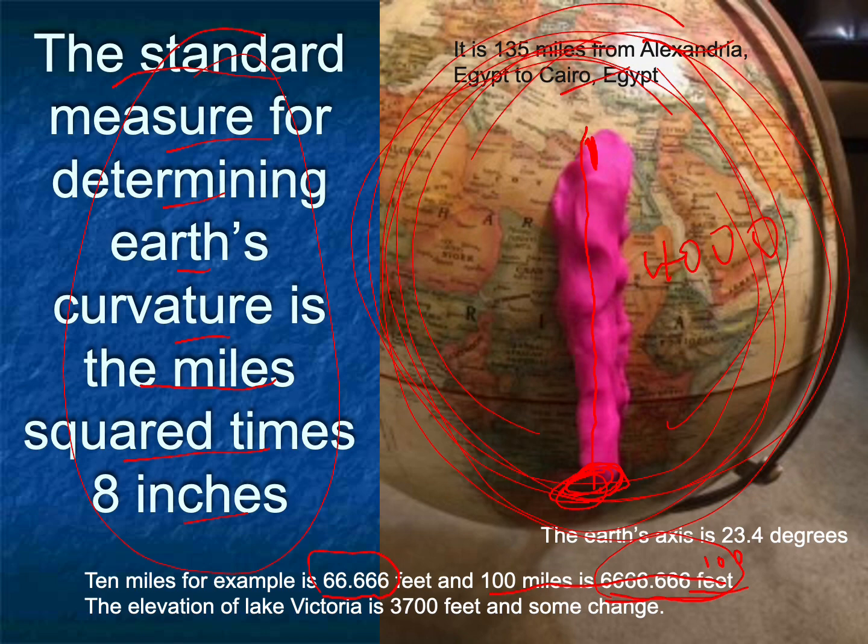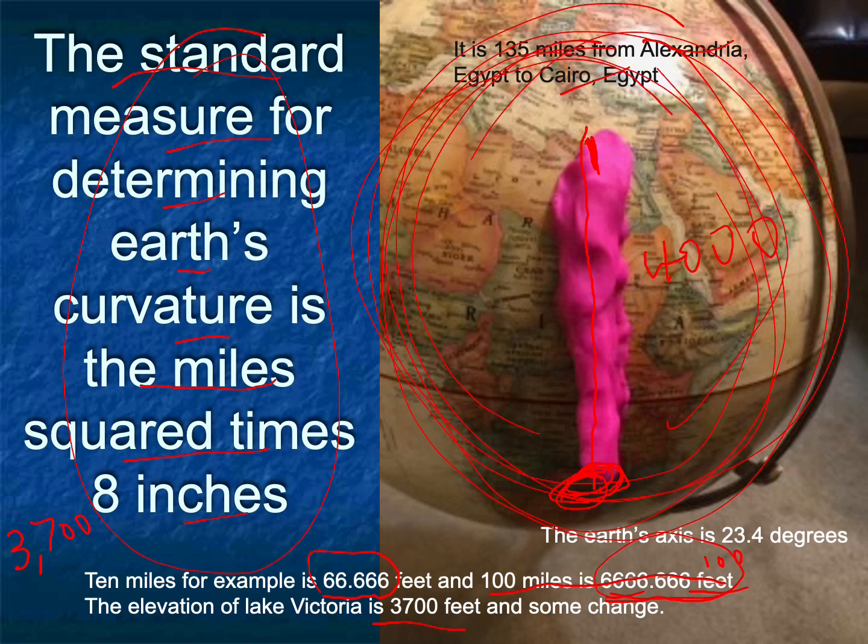So at just 100 miles from Alexandria to Cairo, there's 6,666 feet of curvature. Okay, we already saw that Lake Victoria sits at 3,700 feet and some change. So this mountain of clay that my good friend made, he just didn't understand the consequences of curvature, and that when the Earth curves, there's a nasty thing tied to it. That's going to be this curvature formula. So just to go to Cairo, Egypt, according to a spherical Earth model, the mountain would have to be over a mile high.